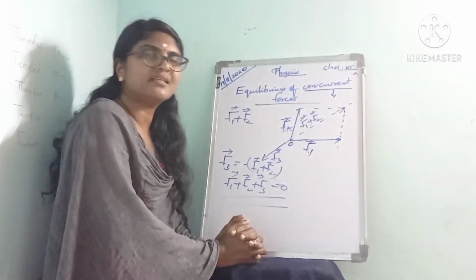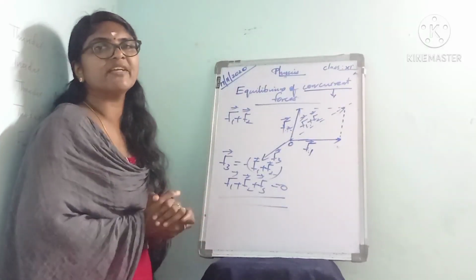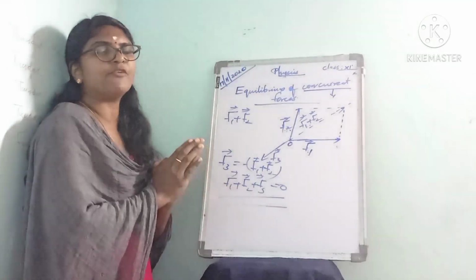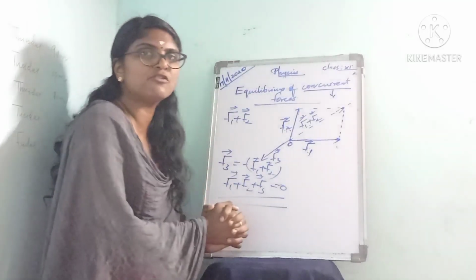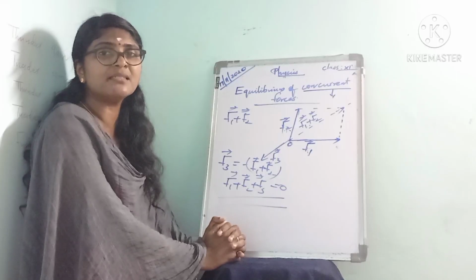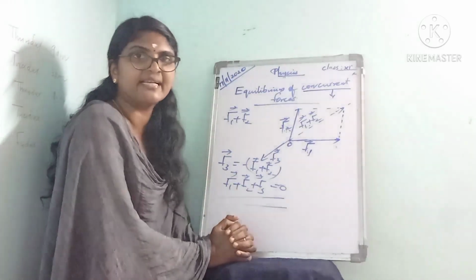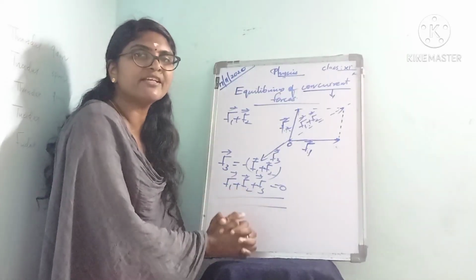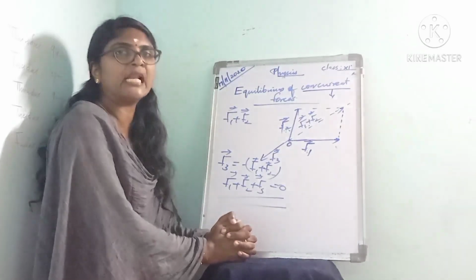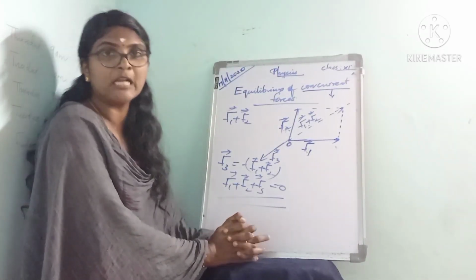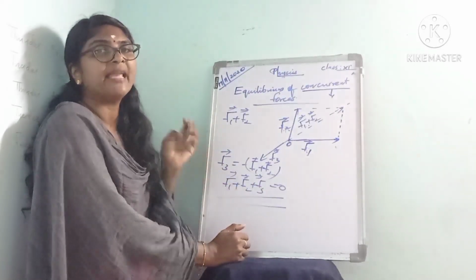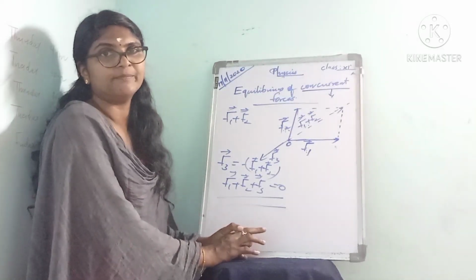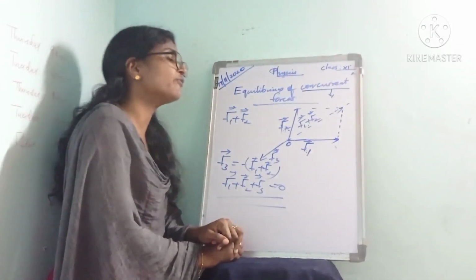Okay children, in today's class we have learned about the law of conservation of momentum. What is the law of conservation of momentum? For an isolated system, or if no external force acts on a system of several interacting particles, its total linear momentum remains constant. We derived this law on the basis of Newton's second law and third law of motion. We also learned an important application, the recoil of a gun. Next we came to the equilibrium of concurrent forces.